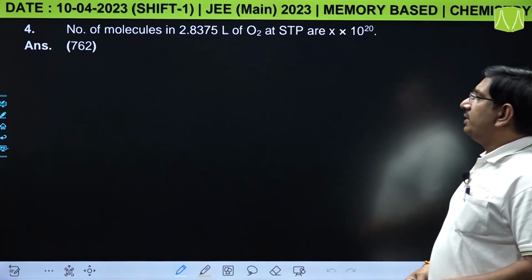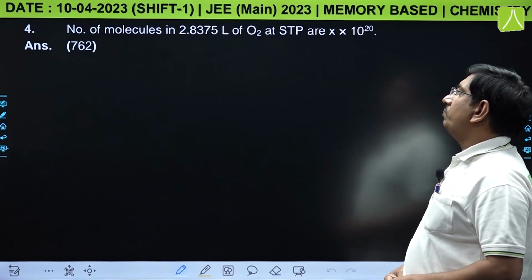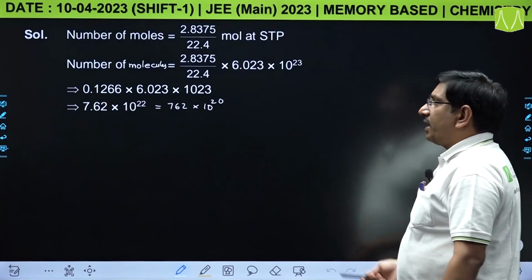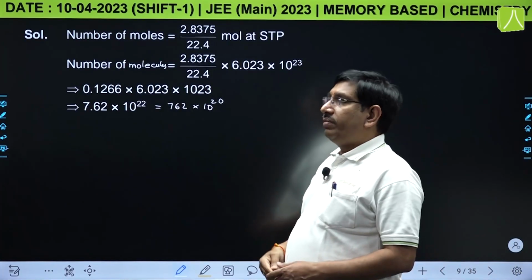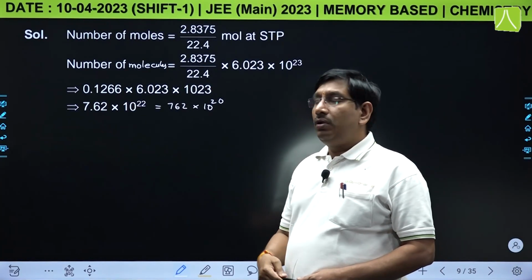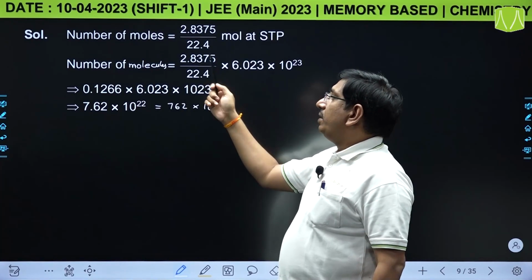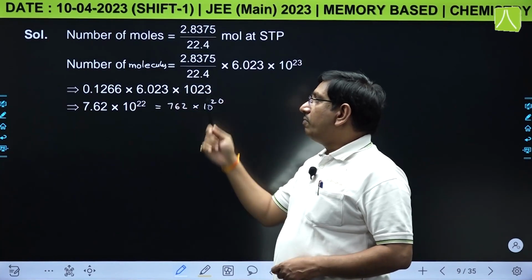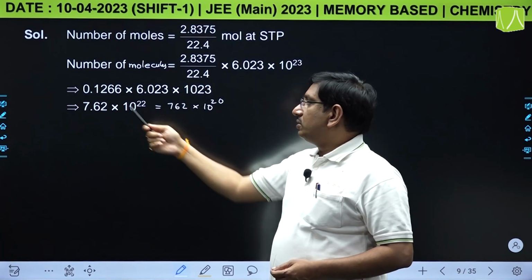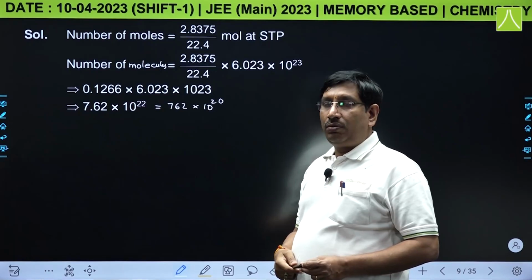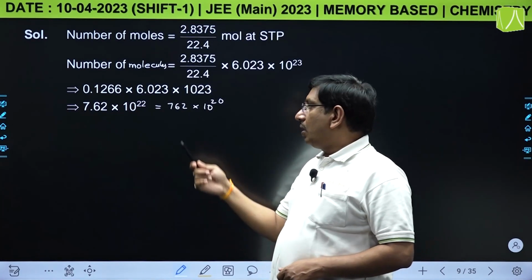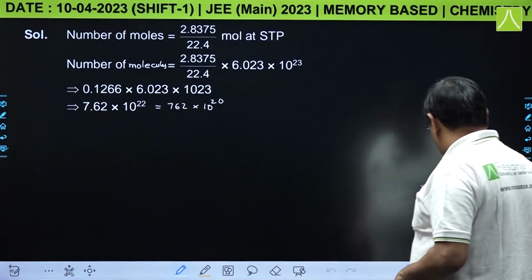Number of molecules in 2.8375 liters of O2 at STP are. It is a very easy question. First, calculate the number of moles by dividing by 22.4. When you multiply with the Avogadro number, you will get the number of molecules, and that is 7.62 into 10 power 22, and we can write it as 762 into 10 power 20. So, the answer is 762.